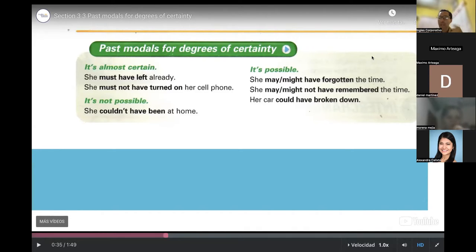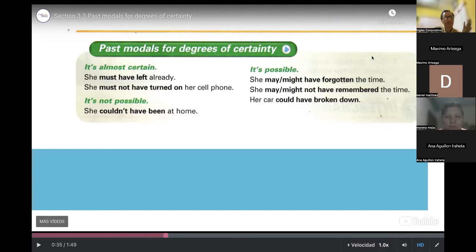Or: Hey, I saw Michelle yesterday. No. Michelle is in Mexico. You couldn't have seen Michelle. Maybe you are mistaken. This is impossible. Is the idea of must and couldn't okay? Yes. Okay, great.